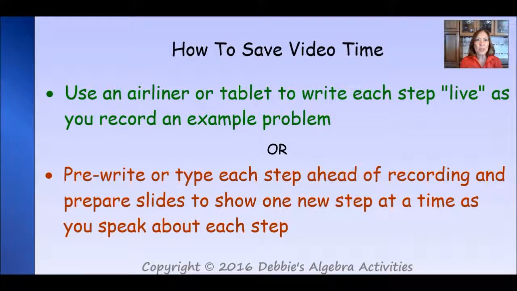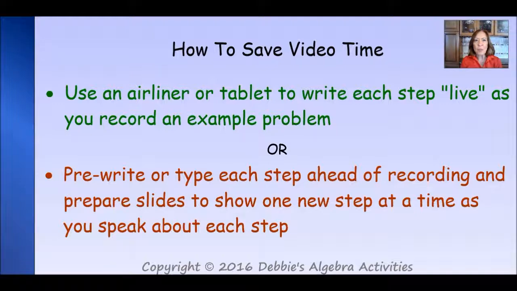Another option is to pre-write or type each step ahead of recording and prepare slides to show one new step at a time as you speak about each step, much as I'm doing in this video. This works well if the writing or graphing is extremely time-consuming. I sometimes prepare multiple slides to click through with one more step in the process on each new slide. Students can pause the video to catch up with their notes.